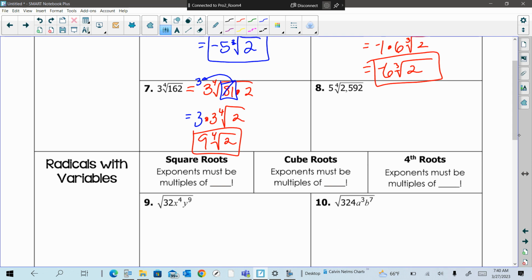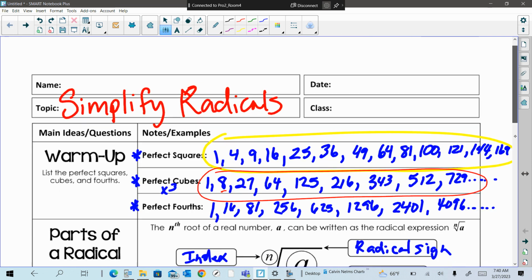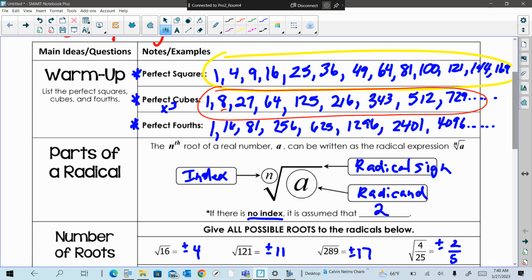So for 2,592, I'm just gonna go back to the front page real quick. I'm trying to pick one of these numbers right here to go into that. It would be this 1296. If I double that, that's 2592.